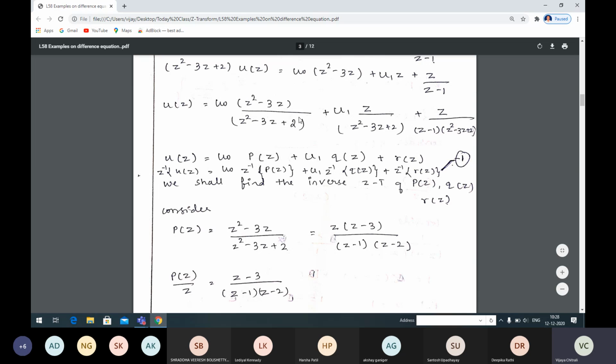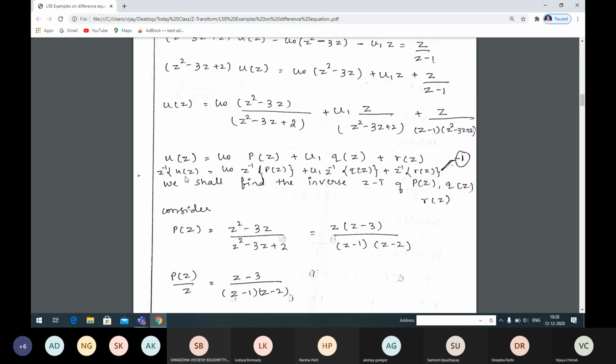So I will take this as p of z, this as q of z, and this as r of z. So z inverse of u of z is equal to u naught z inverse of p of z plus u1 z inverse of q of z plus z inverse of r of z. Take this as equation 1. So we shall find these three one by one, right?